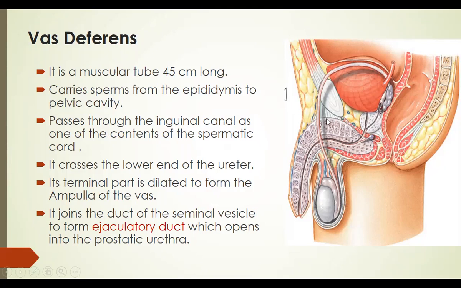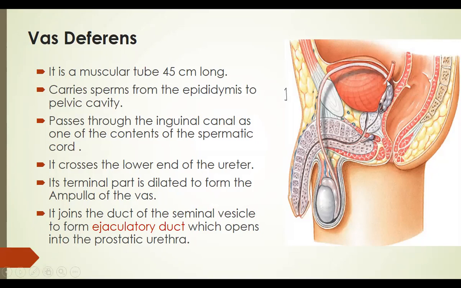The vas deferens is not alone, but it has along with that many structures which together form the spermatic cord. It passes through the inguinal canal. It crosses the lower end of the ureter. If you see here, it crosses, this is the ureter draining into the bladder. So just beside that, on the medial side, you can see the vas deferens.